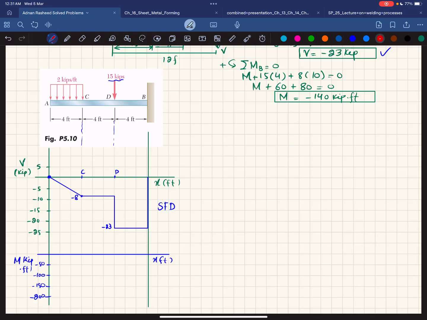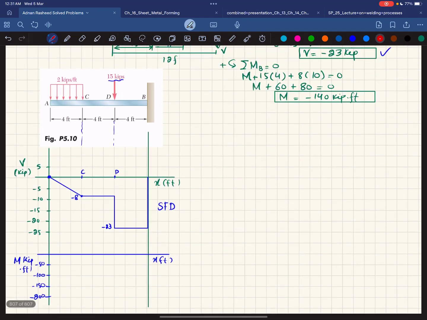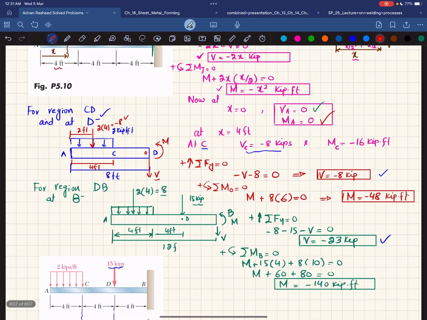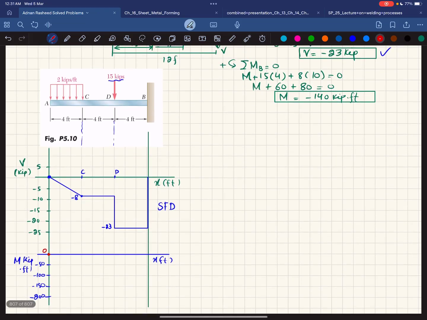Okay. Starting from the first point at X equal to 0, we have MA equal to 0. So your first point will be this one. This is 0. At point C, we have moment equal to minus 16. So C is this point. So minus 16 will be somewhere here. Let this be minus 16. Now you can see that the shear force is a 1 degree line and the slope is decreasing.